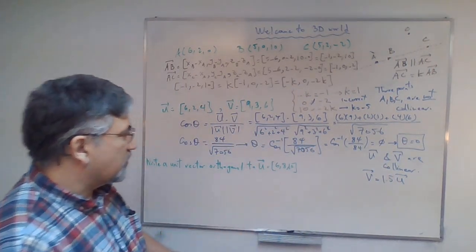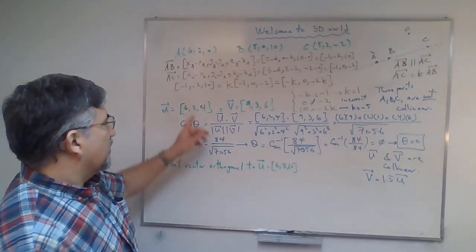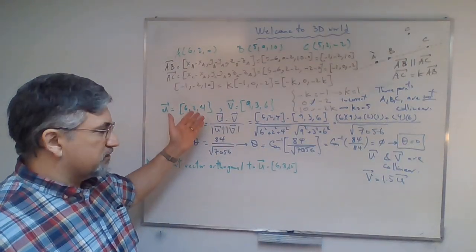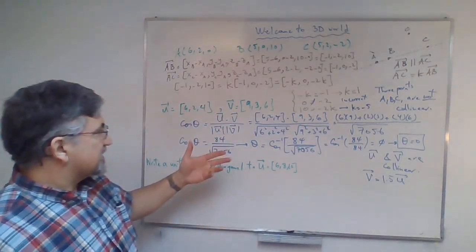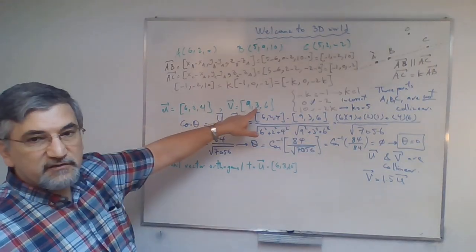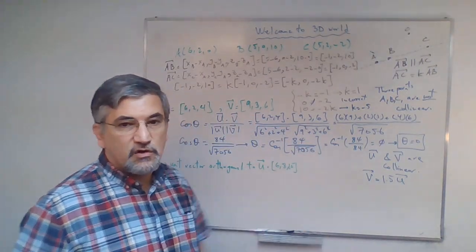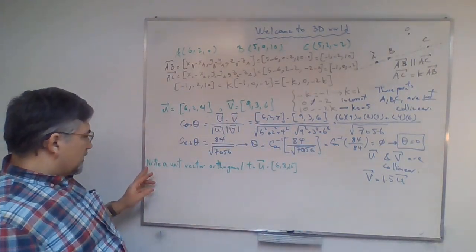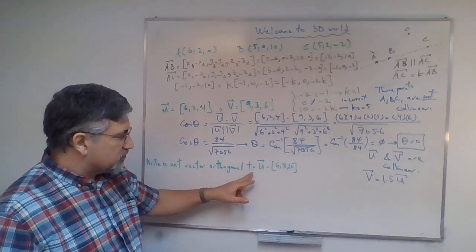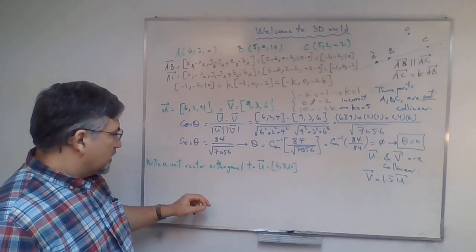So after we did all this work, we noticed that one vector was actually a multiple of the other. If you multiply 1.5 as a scalar by the first vector, you get the second vector. And that means that the vectors are collinear, of course. Write a unit vector orthogonal to this vector u.